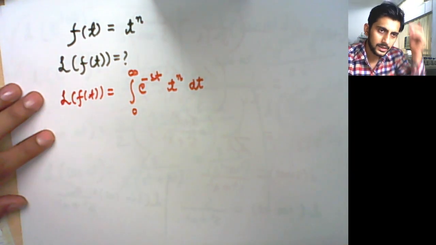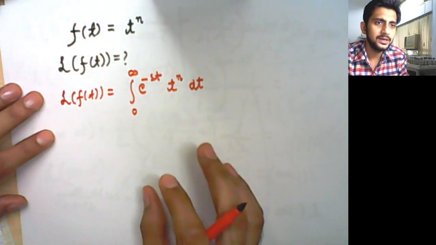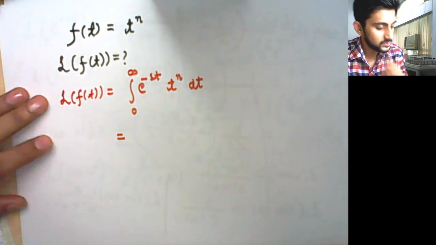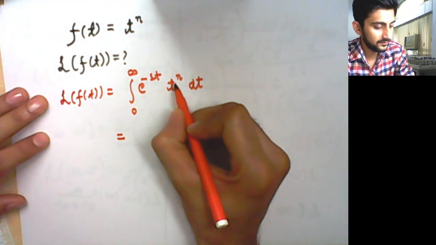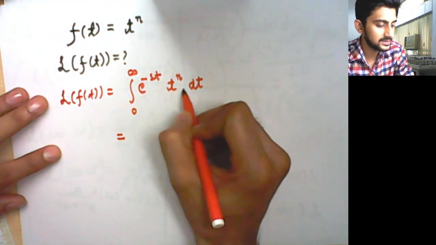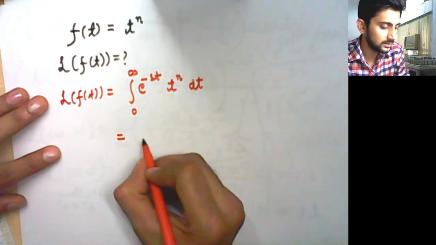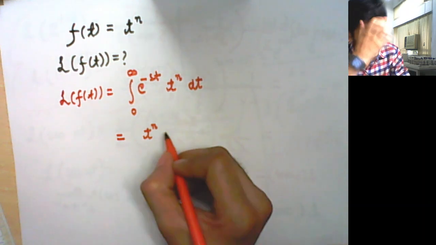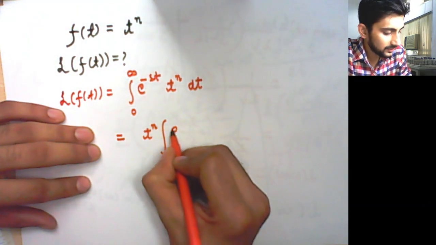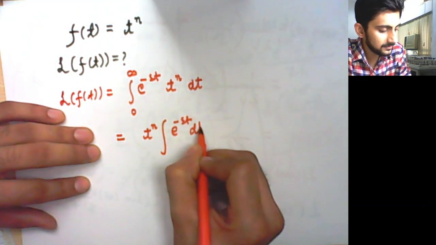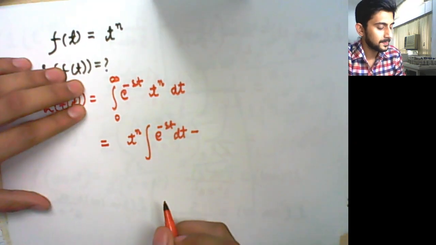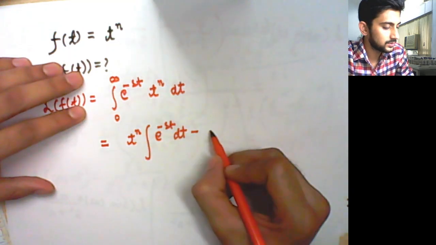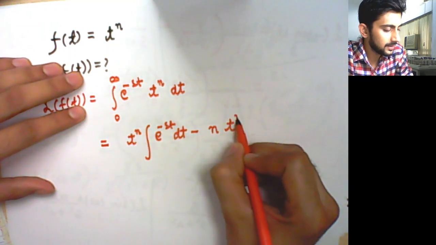Let us try to expand it using ILATE. We can consider the algebraic to be the first function. The first function, integration of second, means integration of e to the power minus st dt, minus differentiation of first function. Our first function was this, so n t raised to the power n minus 1.